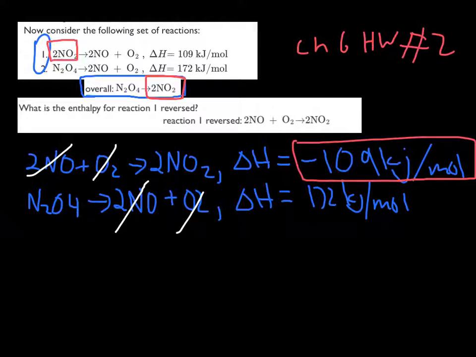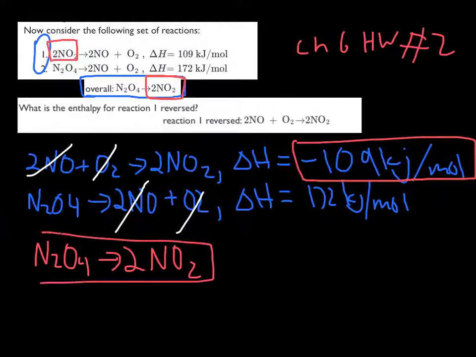So now once we figure that out, we bring everything down. We get N2O4 equals 2NO2. Now that looks very similar. That matches exactly what is up here, which is what we want. However, now we have to find the enthalpy for the reaction, the final enthalpy.